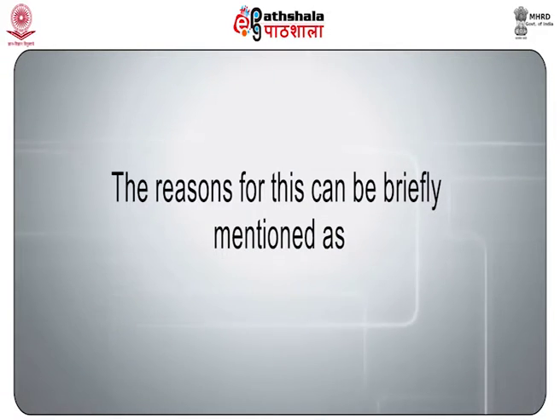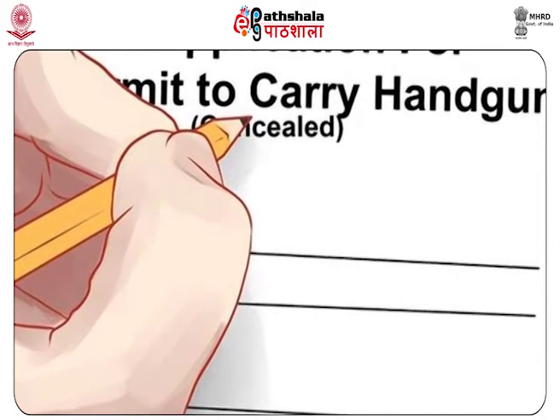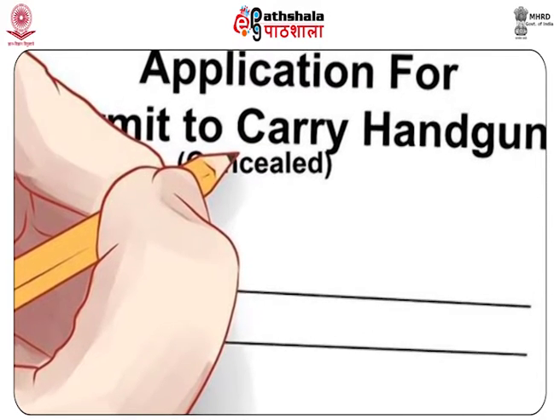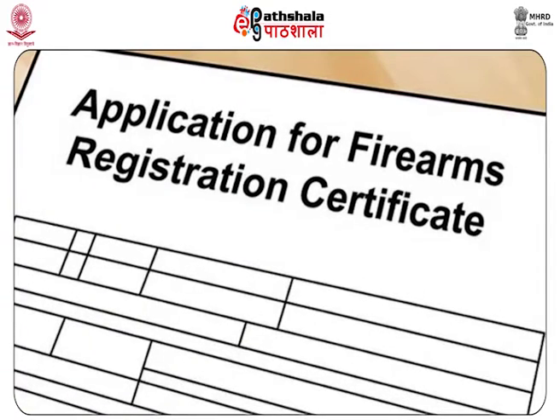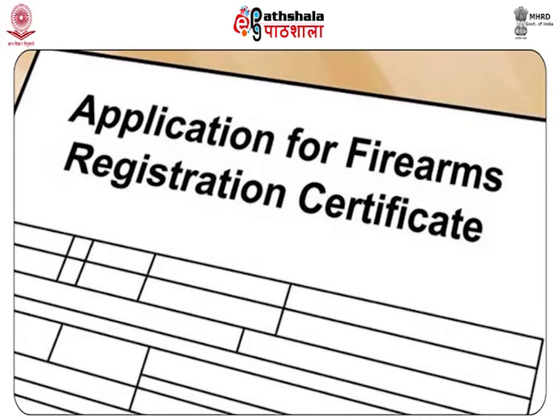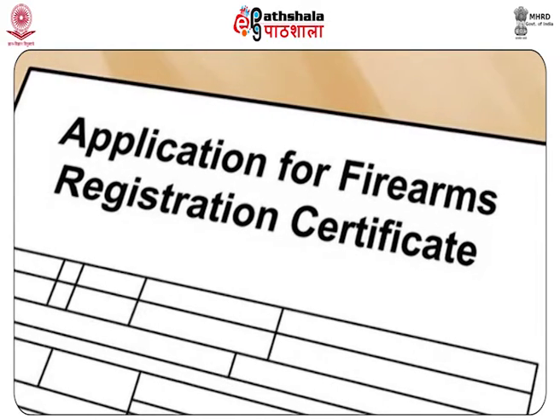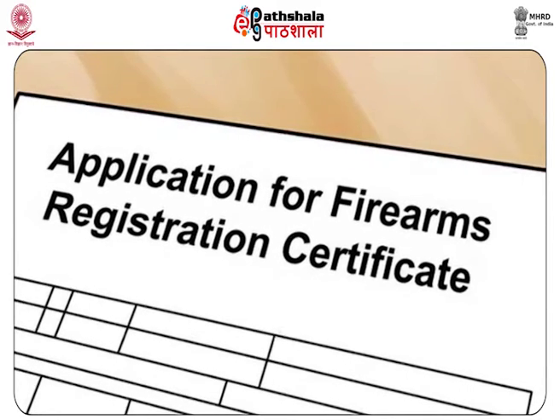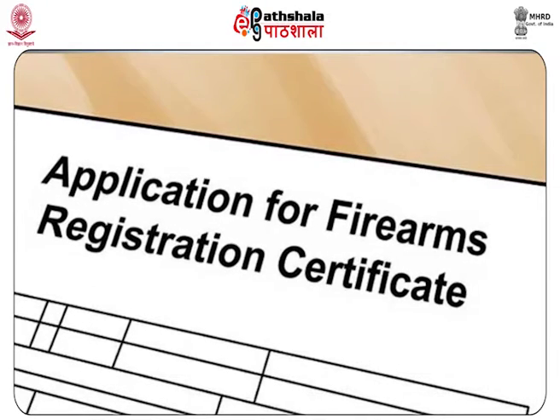The reasons for this can be briefly mentioned as follows. Number 1, it is not easy to get a valid license for a weapon. Hence, smuggled weapons commit most of the crimes. Their records cannot be obtained from any weapon dealer. Number 2, standard firearms are quite costly and require a valid arms license. Terrorists resort to purchase of non-standard country-made cheap firearms whose availability can be easily arranged.